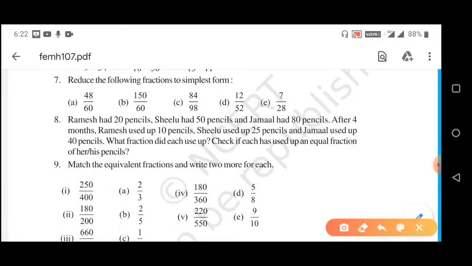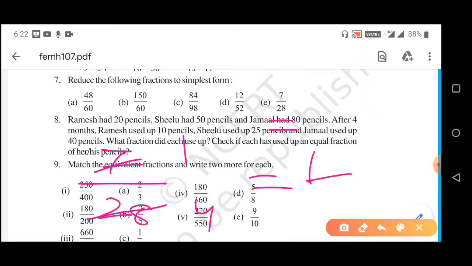The next one, 7 by 28. So 7 by 28, 7 ones are 7, 7 fours are 28. Answer will be 1 by 4. So in this way you have to solve question number 7.